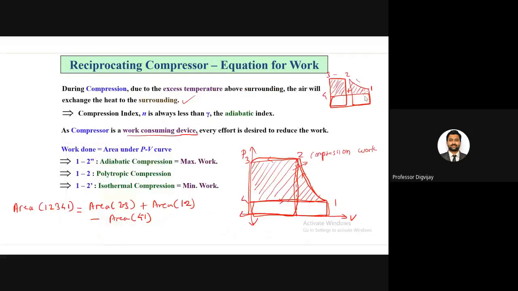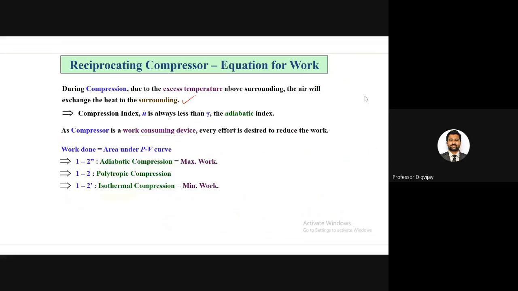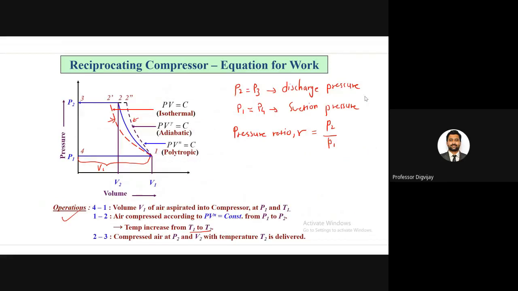So another thing here in this previous diagram: if I am going to calculate the area 1 to 2, now see here, I will ask you this question. Let us see how many of you can visualize it. There is this process 1 to 2, which is a compression process. Then there are three ways to achieve it.